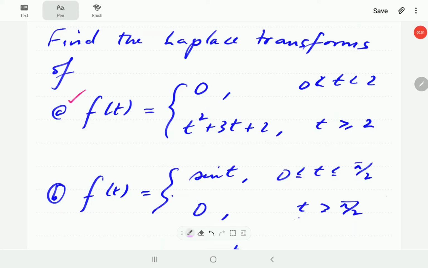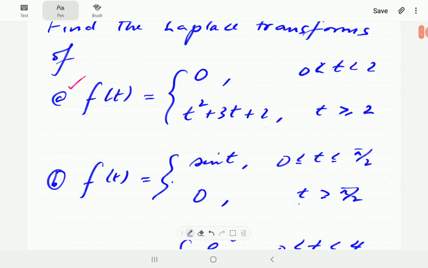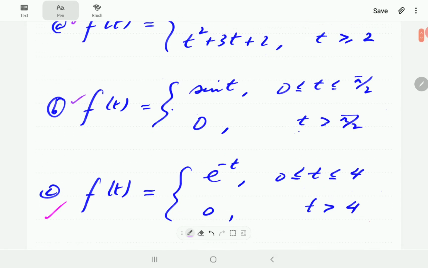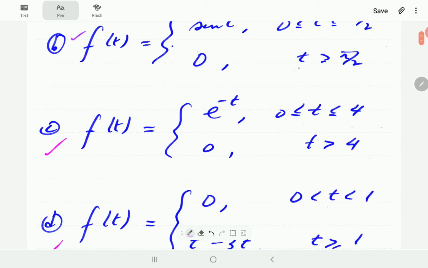This video is the last installment in a series of videos where we are finding the Laplace transform of piecewise continuous functions. In the part 2 video, we worked on example A. Part 3 video worked on example B. So in this video, we're going to start off with example C.